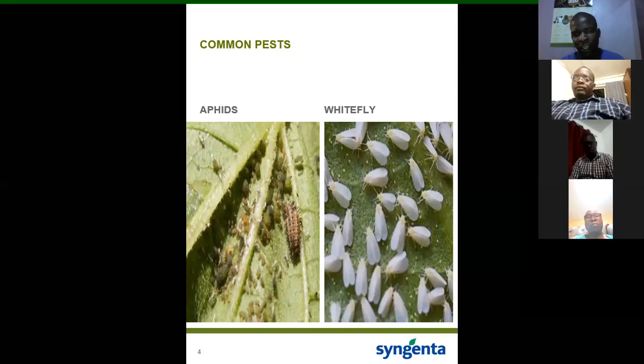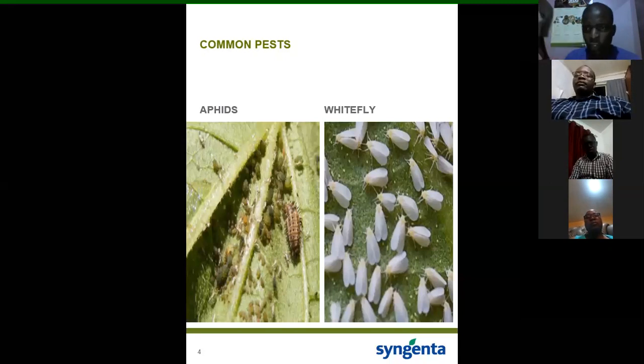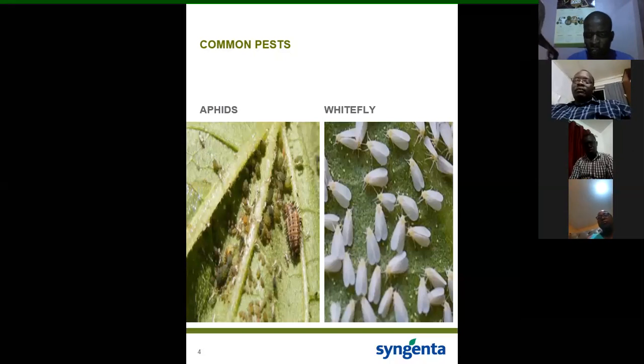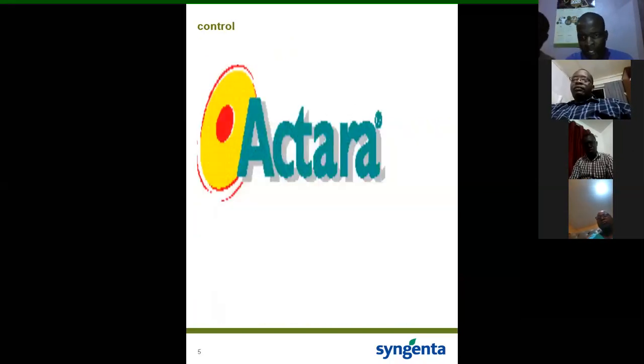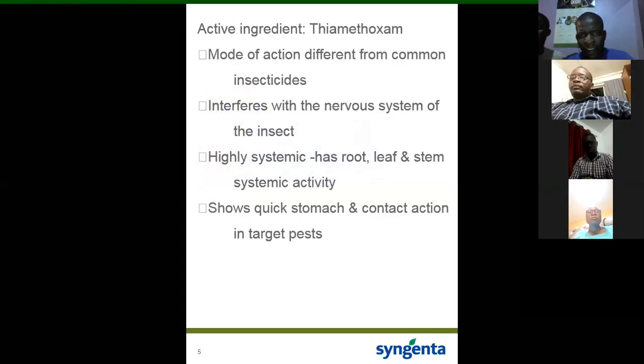By the end of the day, we want our crops to be very healthy and to give us a very good yield. So after knowing the pests, we also need to know what we can do to control them. As Syngenta, we've formulated some pesticides which you can use to control whiteflies and aphids. We've got a chemical known as Actara.